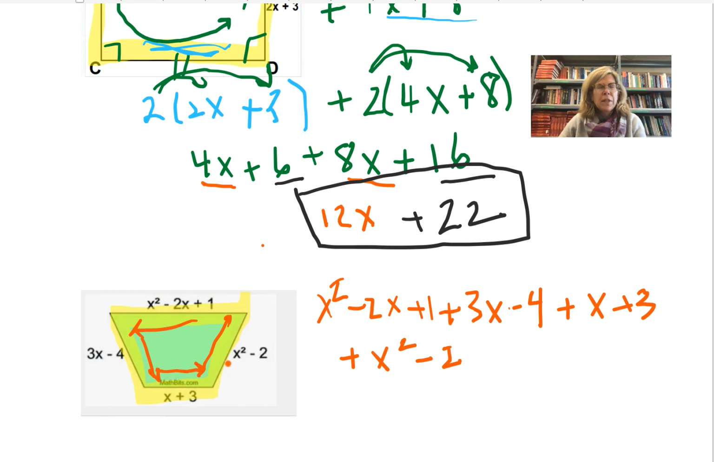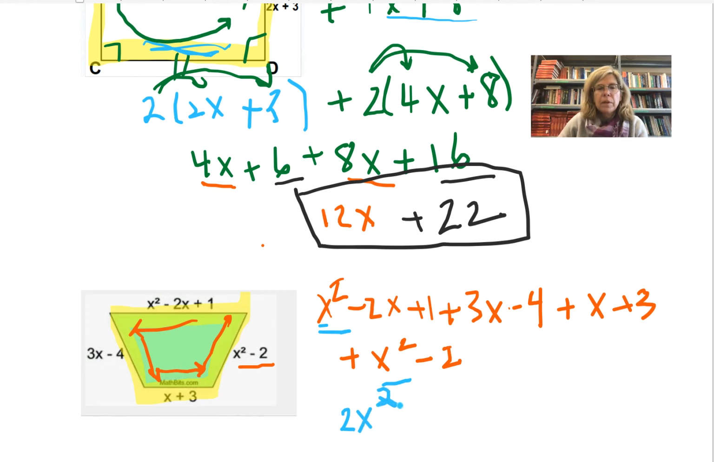Each of these polynomials represents the length of a side. We don't have the actual numbers, but we have these representations of the length of the side. So all we need to do here is simplify, and I'm going to do that by grouping. Let's take all the x squares. X squared there and x squared there, so that's 2x squared.